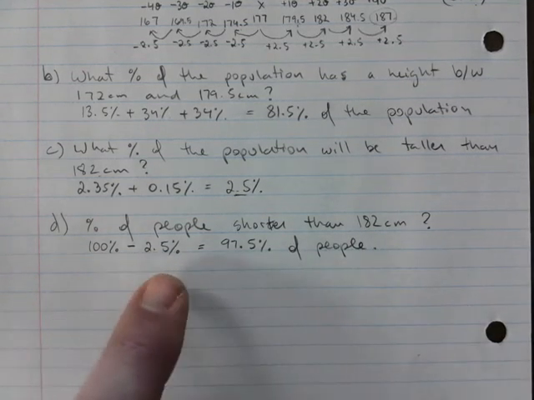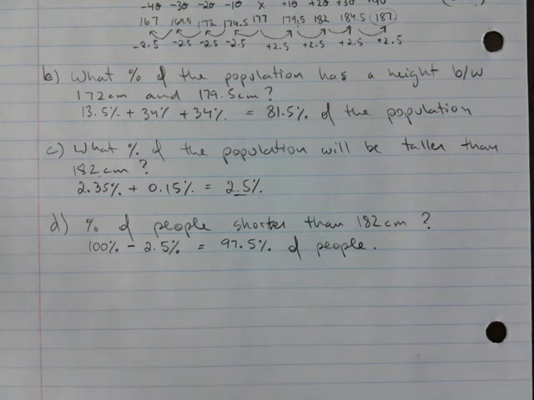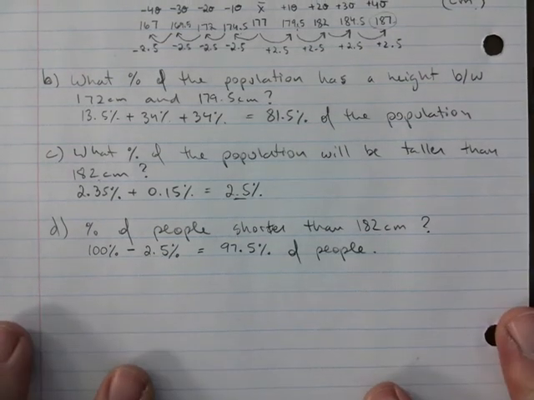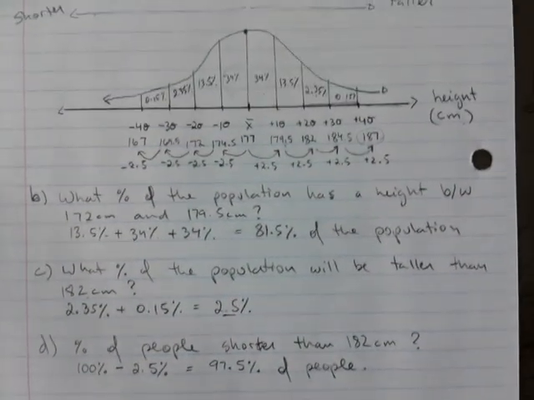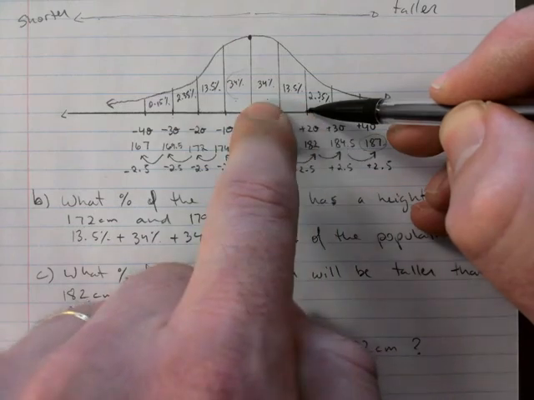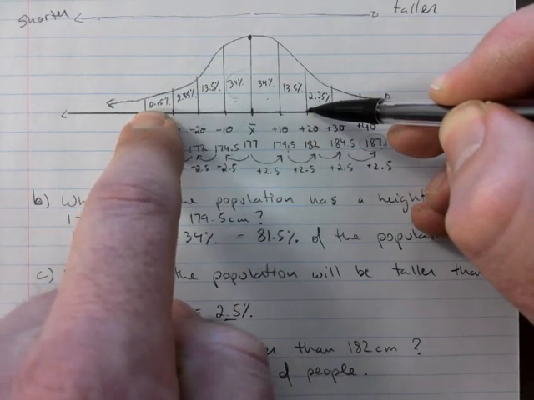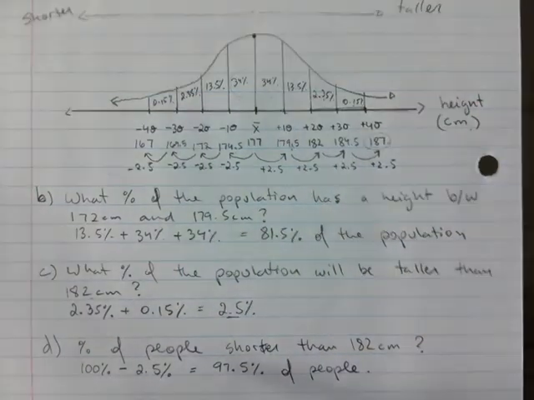Did that make sense what I just did there? I took away the ones that are taller, leaving me with the ones that are shorter. What would have been an alternative to that? Well, you go up and this is your 182. You just add up all of these sections and you get there too. It's the same thing, this is just a quicker way of doing that.